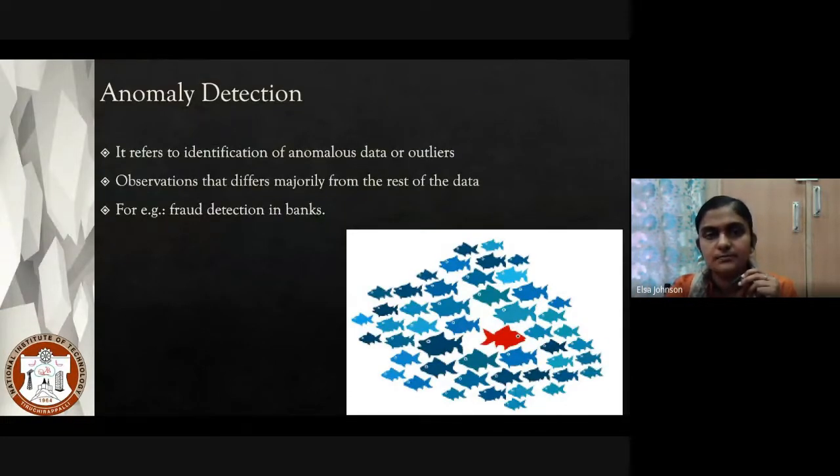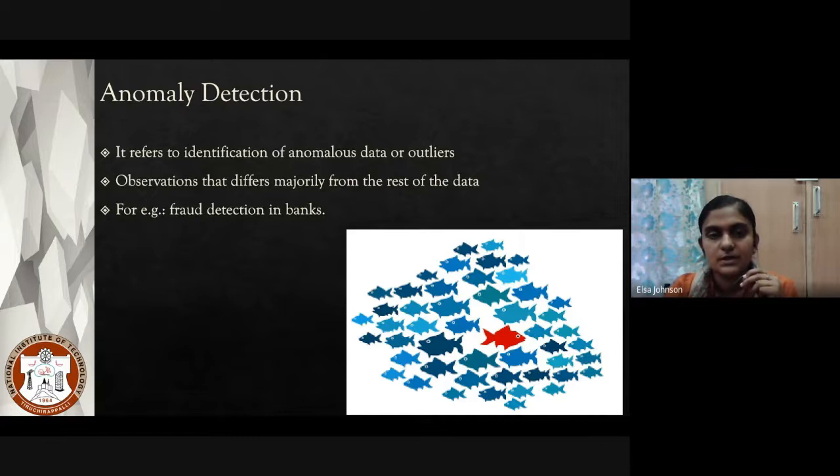Next is anomaly. It refers to the identification of anomalous data or outliers, observations that differ majorly from the rest of the data. For example, you are a person who spends about 400 to 1000 rupees every month in online shopping and anything like that. In between that, you are trying to pay for a course abroad, where the currency is in dollars, or for example, you are trying to buy some gold. The value will immediately jump to 50,000, 1 lakh, like that. Whenever you try to do this type of transaction, the bank knows that your spending pattern is between 400 and maybe up to 10,000.